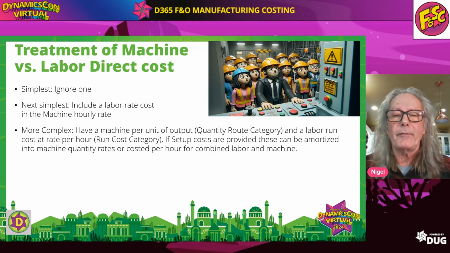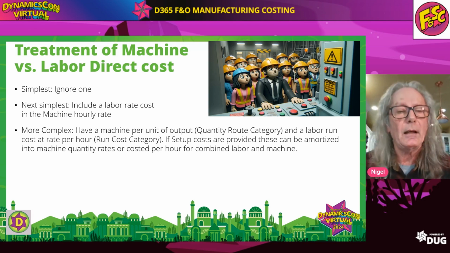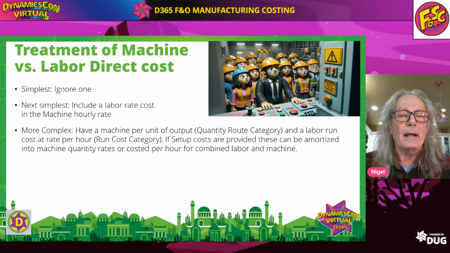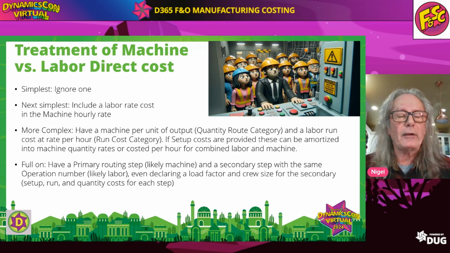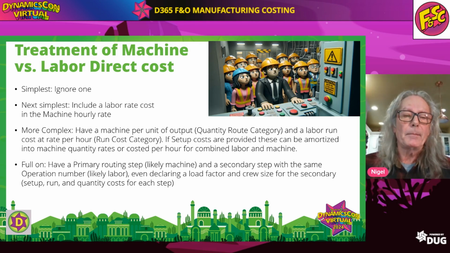And finally, more complex, actually, maybe not finally, have a machine cost per unit of output and a labor run cost at a rate per hour. If the setup costs are provided, these can be amortized into machine quantity rates or costed per hour for combined labor and machine. Now, you can do that with a single routing step. The final one is actually to separate the machine and the labor into two routing steps. But one must be made primary.